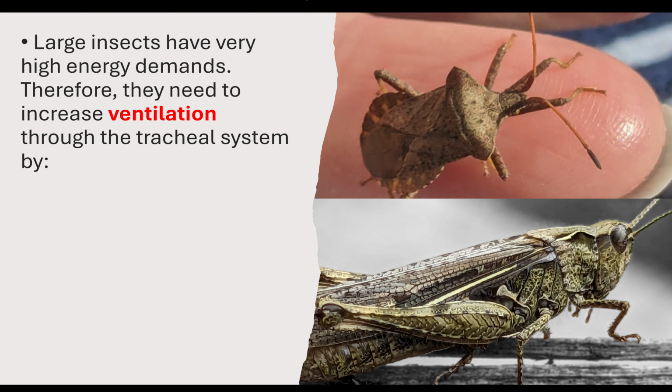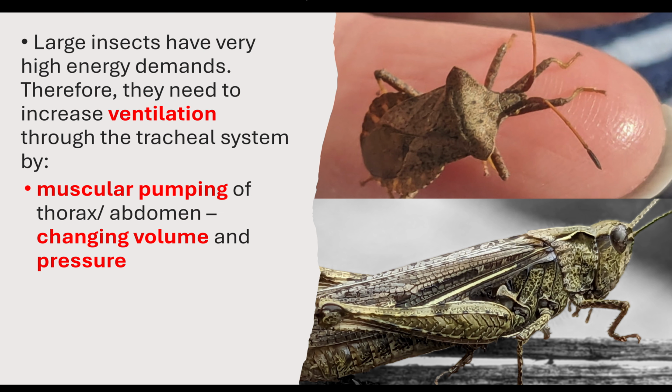Now, if we're looking at large insects, things like wasps, bees, beetles, grasshoppers, locusts, they have a very high energy demand. So they need to increase the ventilation through their tracheal system. They can do that through what's known as mechanical ventilation, where it is muscular pumping of their thorax or their abdomen. What that will do is change the volume and therefore change the pressure. So like us, when we ventilate our lungs, we lift our rib cage up and out. That increases the volume and therefore decreases the pressure, allowing air to flood in.